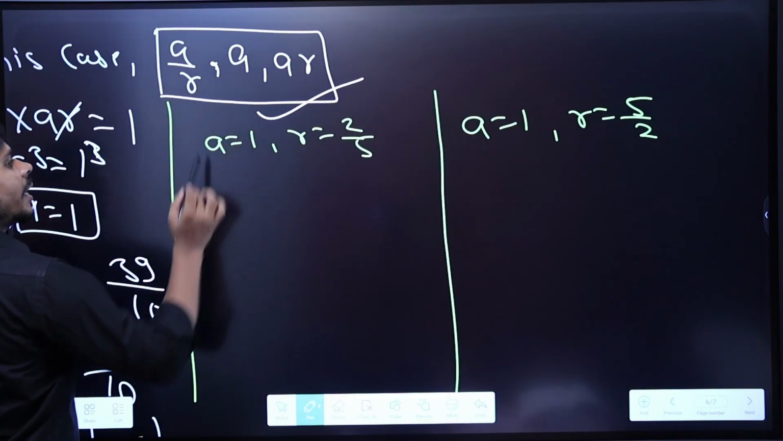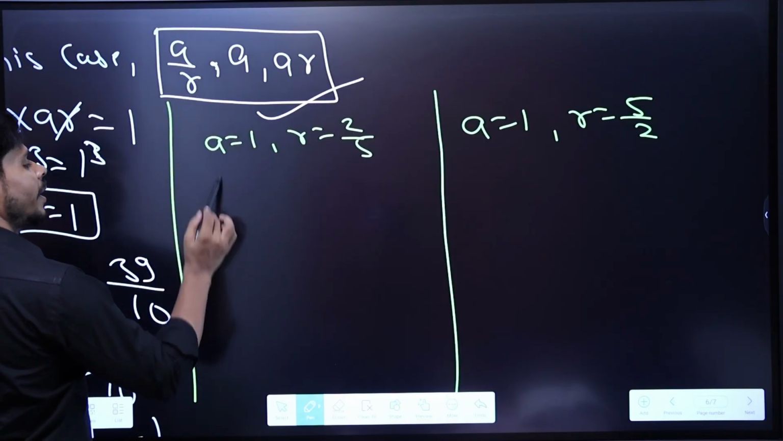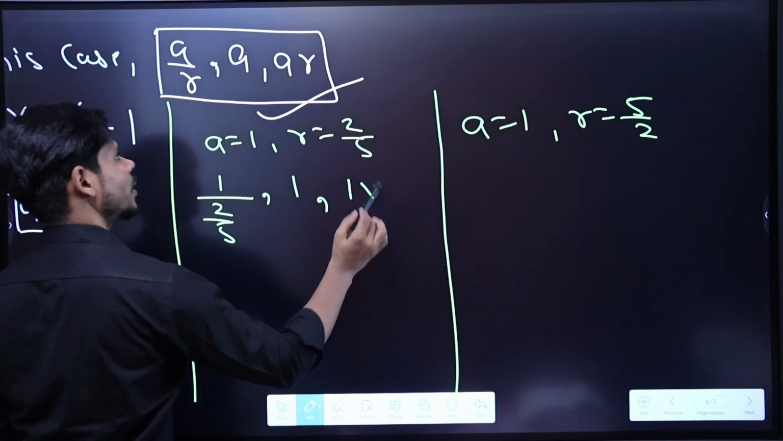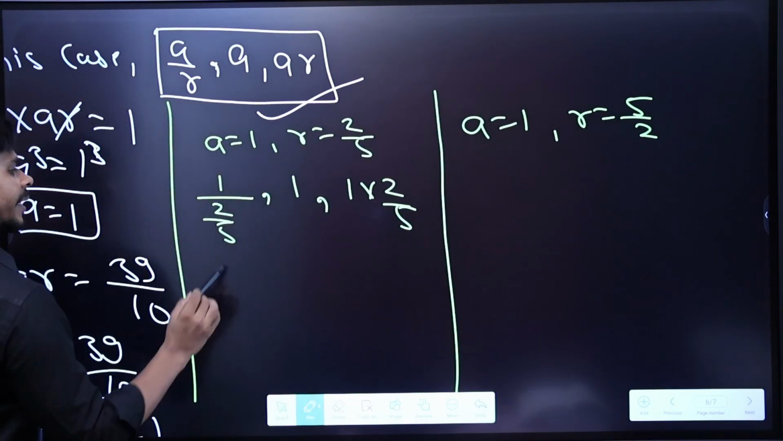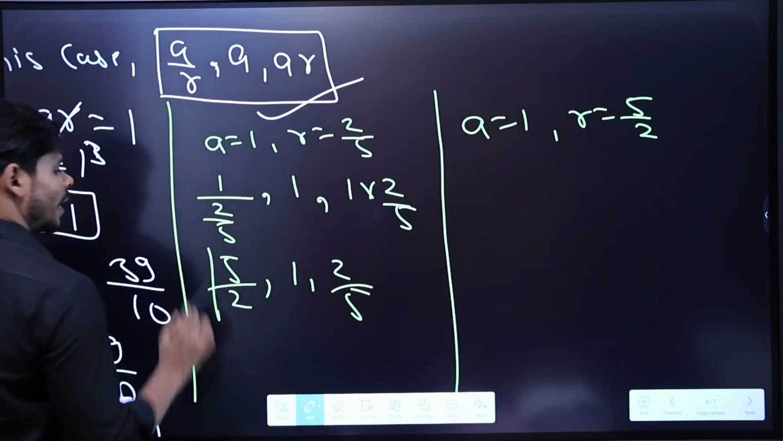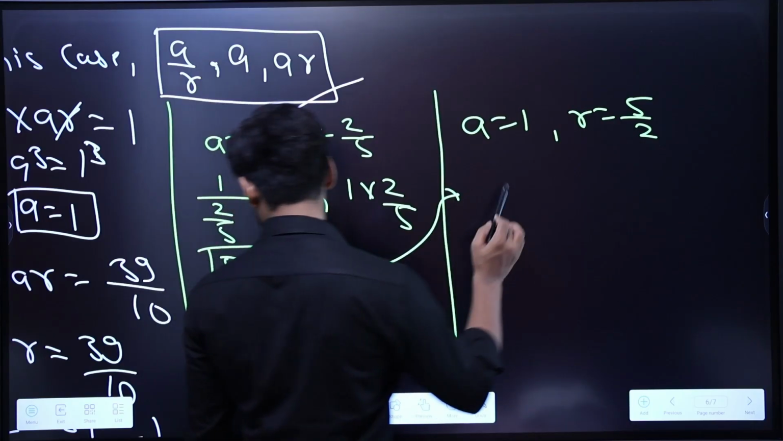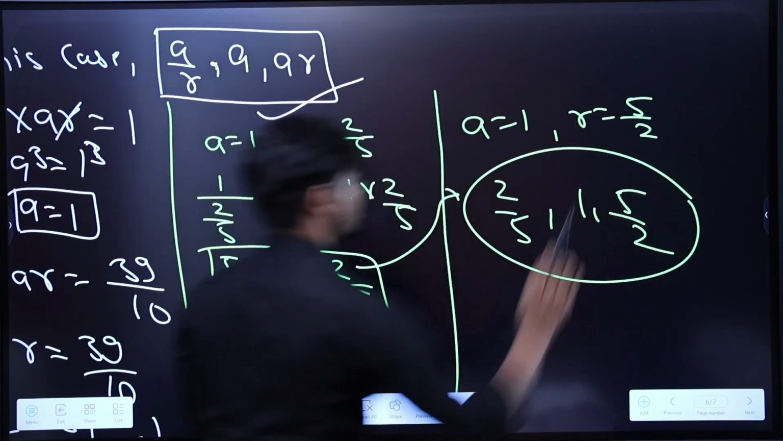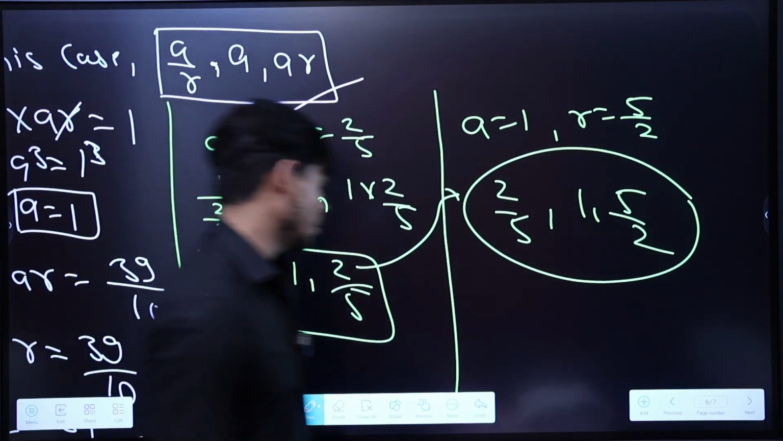Now if I substitute A as 1 and R as 2 upon 5, it will be A upon R, which is 5 by 2, then 1, and then 2 by 5. And in the other case, no doubt it is just the reciprocal, so it will become 2 by 5, 1, and then 5 by 2. It will get reciprocal only, nothing else. I hope you guys got it.